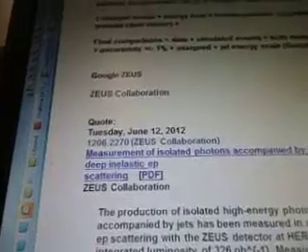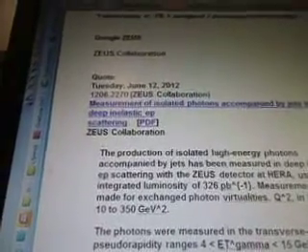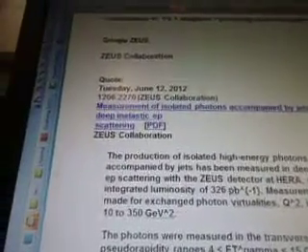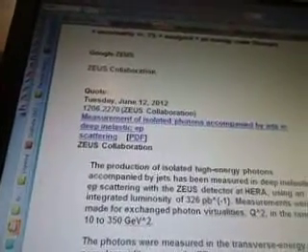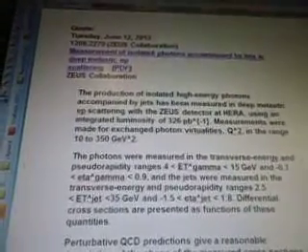Google ZEUS collaboration comes up. Tuesday, June 12, 2012. This is very recent. So, measurement of isolated photons accompanied by jets in deep inelastic EP scattering. The production of isolated high-energy photons accompanied by jets has been measured in deep inelastic EP scattering with the ZEUS detector at HERA, H-E-R-A. Using an integrated luminosity of 326 pb minus 1, measurements were made for exchanged photon virtualities Q2 in the range of 10 to 350 GeV2.